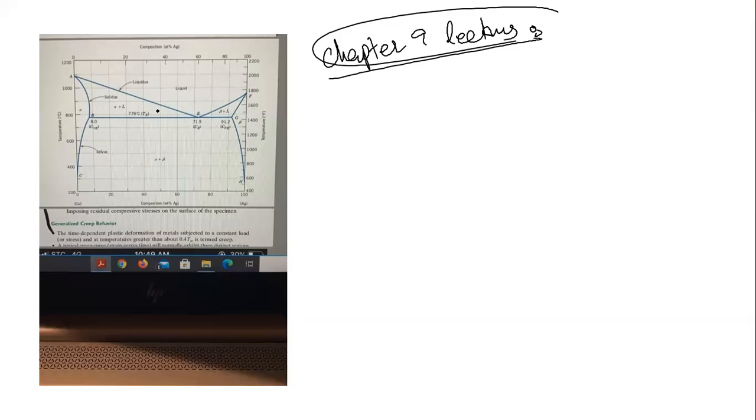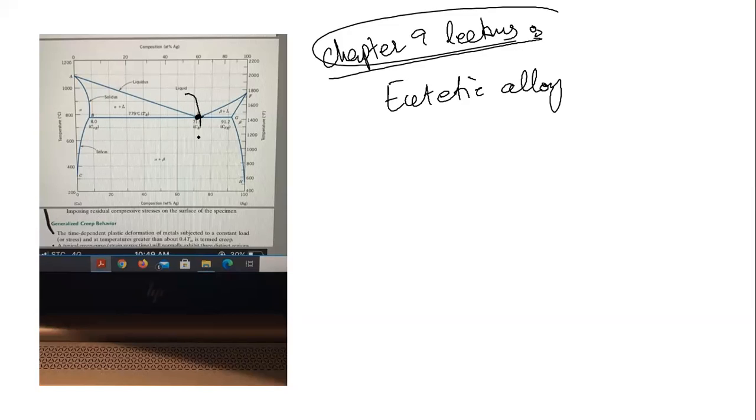When you look at this graph, what is this alloy? You mean liquid and solid like this? No, it is a eutectic alloy, right? Eutectic alloy. And why is it eutectic? Because there is liquid and solid and beta like this. No. This is the point. I told you this is the point.